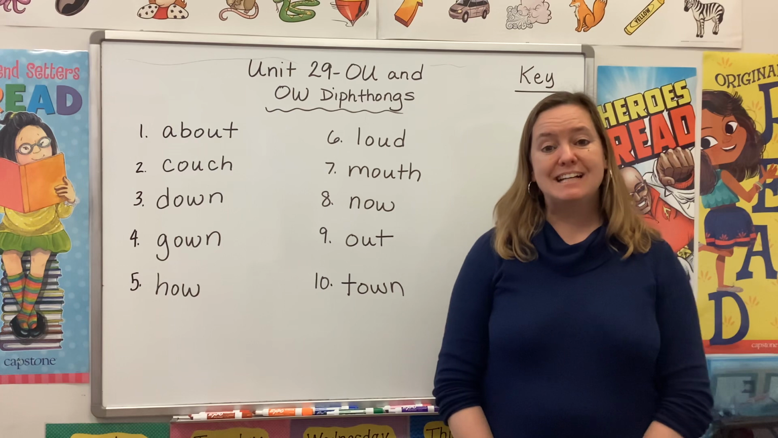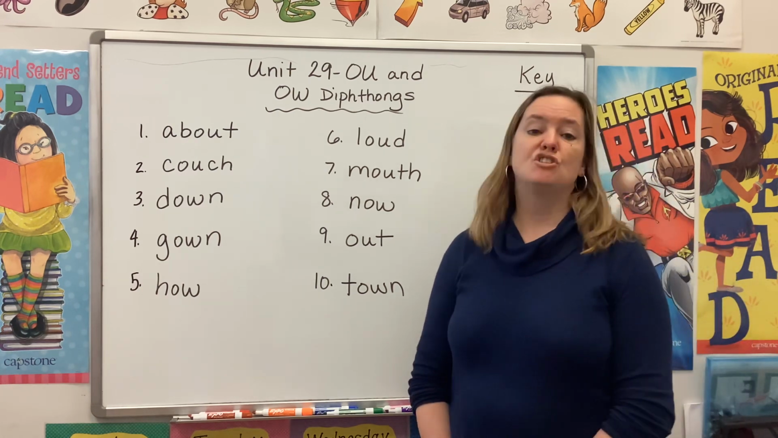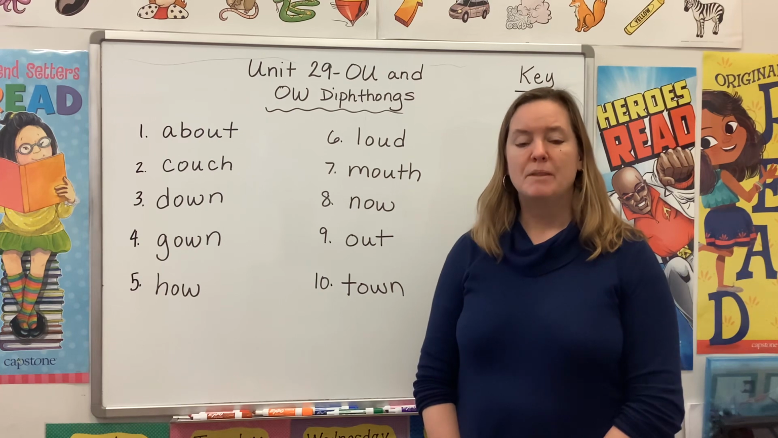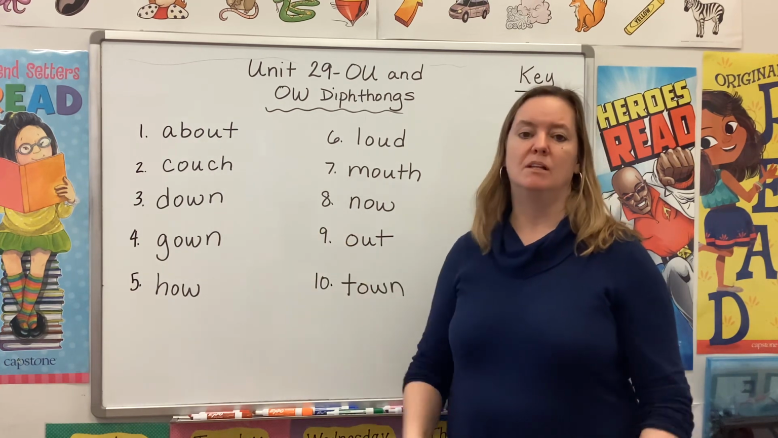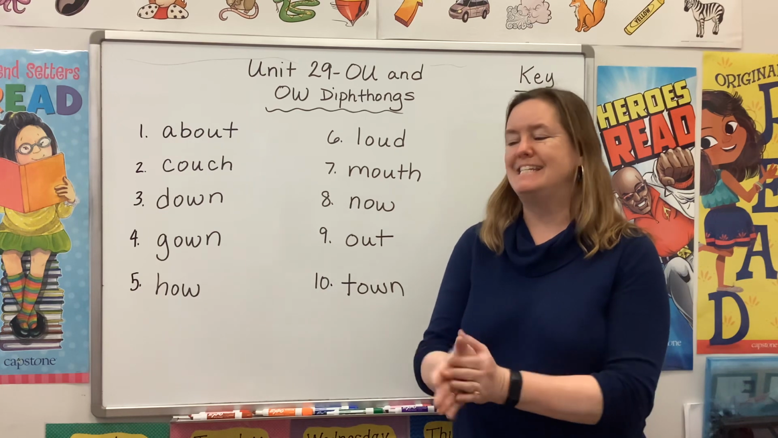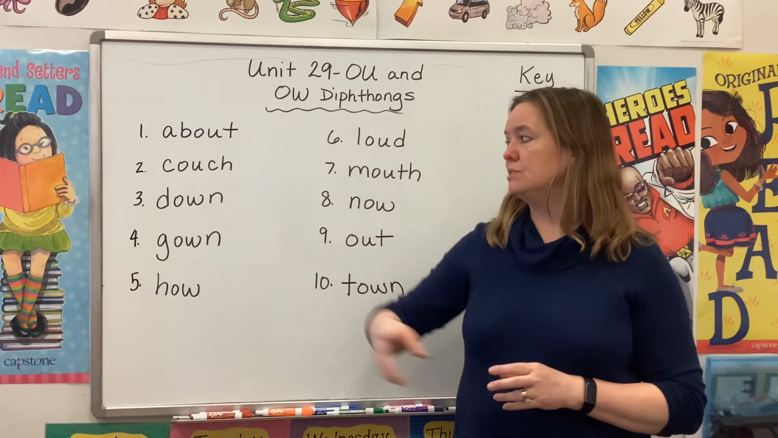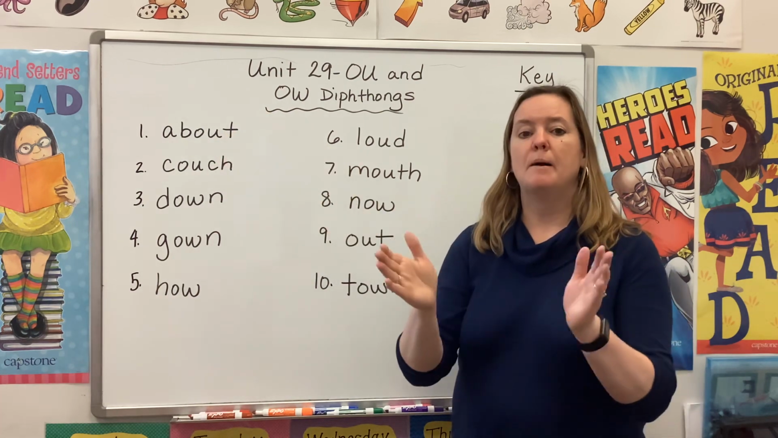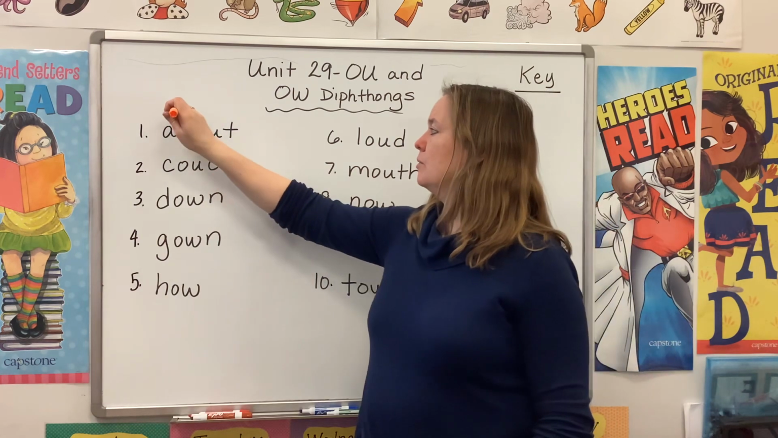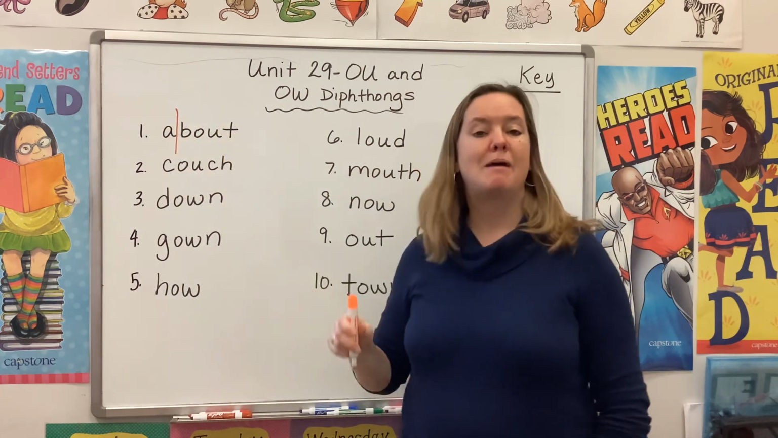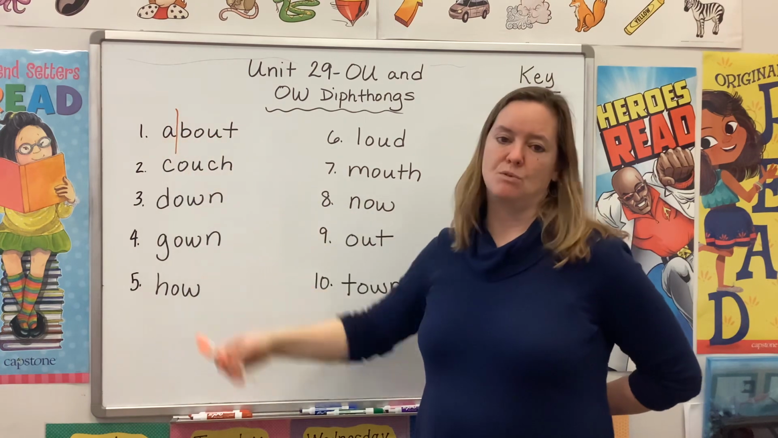Good. The next thing I want you to notice is this week we have a two-syllable word. Up until now, all of our words have been one syllable. Couch, down, gown. This week we have a two-syllable word, about. So I'm just going to slice it right here to remind myself that that word has two chunks, about.